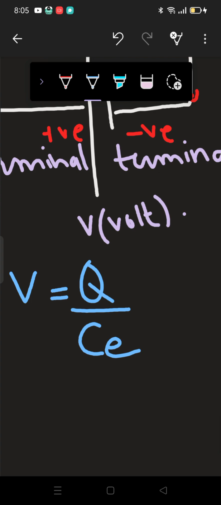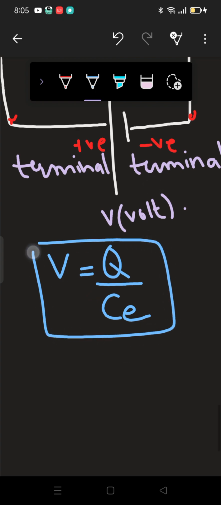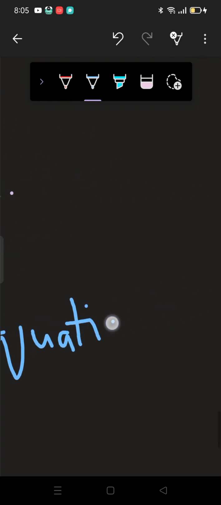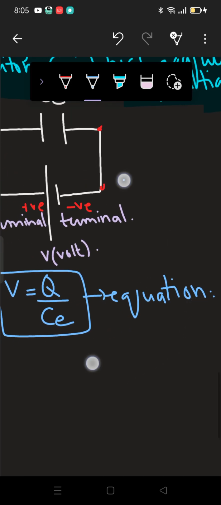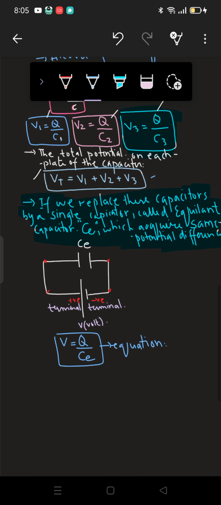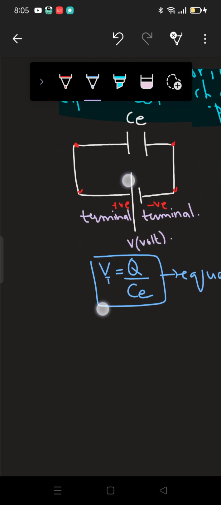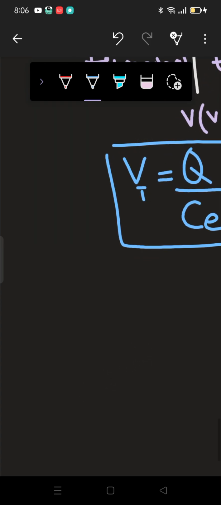Now did you get it? Q means the charge would be the same, and the capacitors we have already replaced by the equivalent capacitor CE. Now we have derived this equation too. This is our main equation. So now, again using this equation, we know that this is Vt. Initially, let me write that equation first.